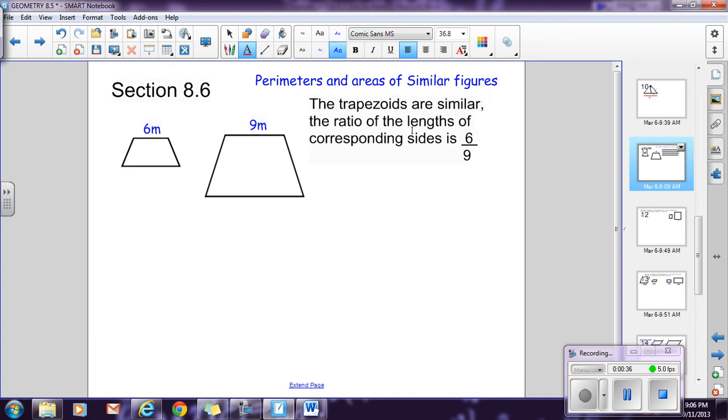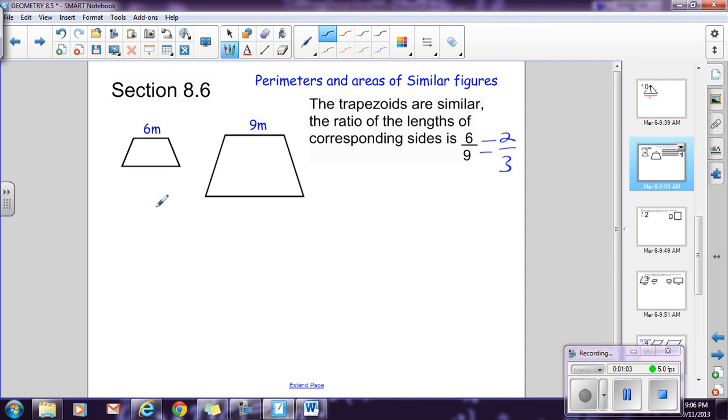So right here it says that we have trapezoids that are similar. Now, what's the ratio of their lengths? Right off the bat, I'm telling you they're similar. So what's the ratio of the lengths of their corresponding sides? 6 to 9, which we very well know is going to be reduced. What is that going to reduce to? You got it. It's going to reduce to 2 over 3. So this is going to equal 2 over 3. Now, this is their similarity ratio.